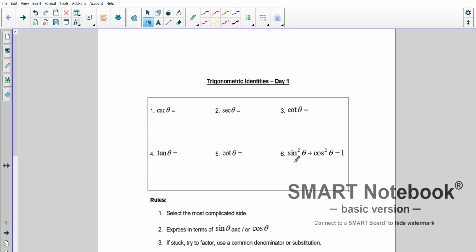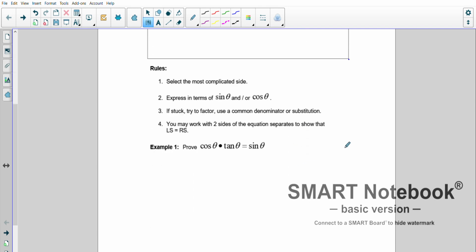So trig identities, all you're really doing is this: it's going to give you an expression such as this, and it wants you to prove that the one side equals the other side. This is saying, if you take the cos of an angle and multiply it by the tan of that angle, will it equal the sine of that angle? And it's telling you this is true. So all you're being asked to do is prove it.